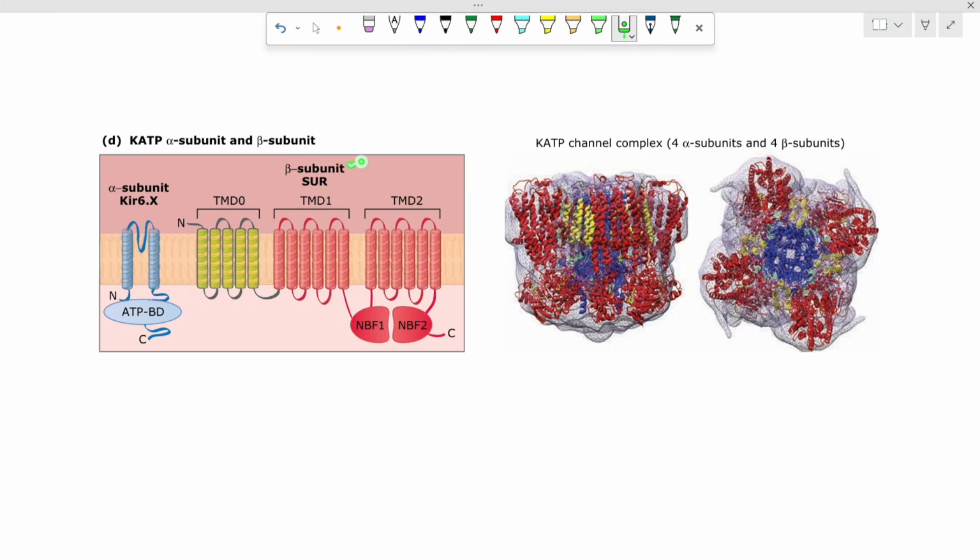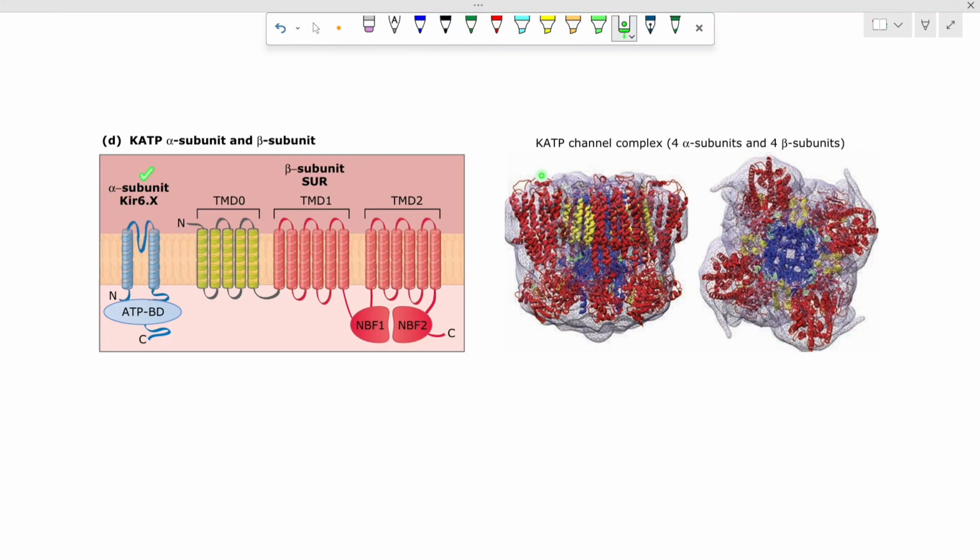Now the beta subunit is called the sulfonylurea receptor. It also contains transmembrane domains 0, 1 and 2. These are all alpha helices. And it also contains nucleotide binding fold 1 and nucleotide binding fold 2. At the interface of NBF1 and NBF2, magnesium ATP can bind. Now this is one example of 1 beta subunit and 1 alpha subunit.